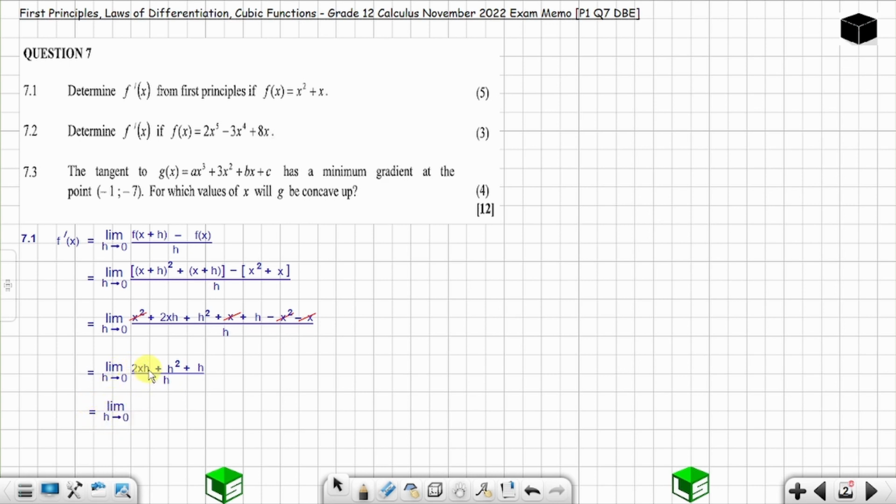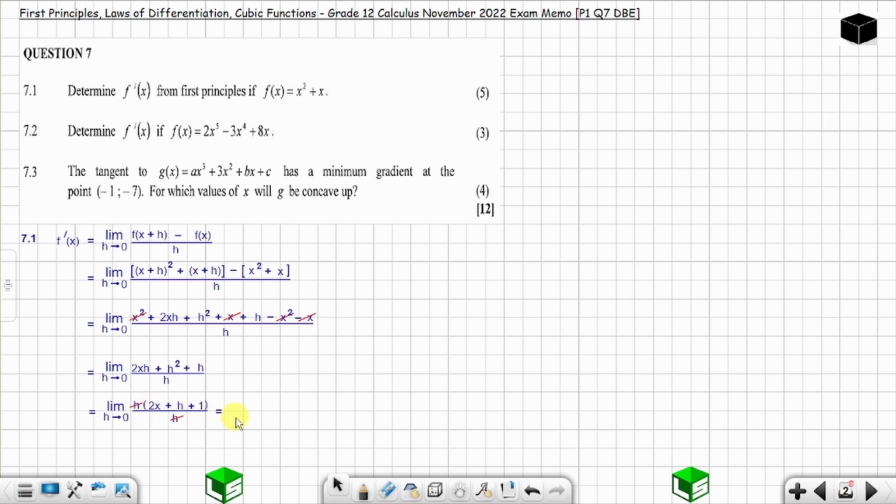Now you are going to factorize h outside of the bracket. So you have h outside of the bracket, and in bracket you have 2x plus h plus 1, right? Plus 1 when you take h outside of the bracket over h. Now you can cancel. This is equal to the limit as h goes to 0 of this. Now you can substitute 0 for h. You are not going to have division by 0. So whenever you see h, you are going to substitute 0 for h.